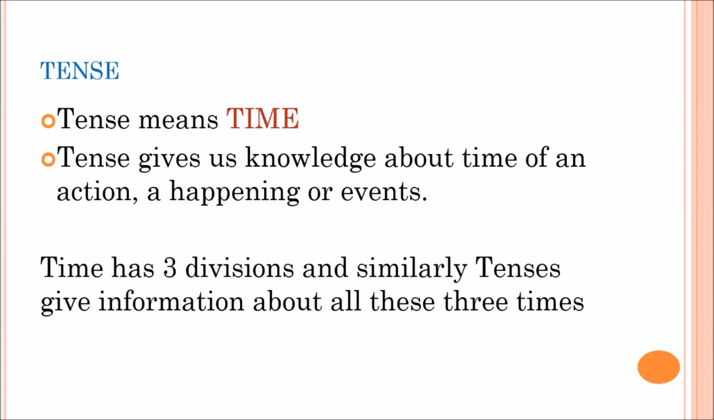We will start from what tense is. A tense means time. Tense gives us knowledge about time of an action or happening or events. Time has three divisions, as we all know, and similarly, tenses give information about all these three times. We all live in these three times, and so we need to express events and happenings in these three time divisions, and simply tenses help us in doing so correctly.